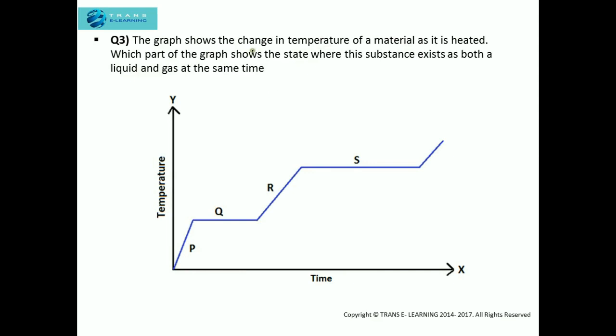Next question: the graph shows the change in temperature of a material as it is heated. Which part of the graph shows the state where the substance exists as both a liquid and gas at the same time? You can see here the heating curve of this particular material where the temperature is on the y-axis and the time is taken on the x-axis. Initially the material will be in the solid state. And as per the heating curve, we know that whenever there is rise in temperature, there is no change in state.